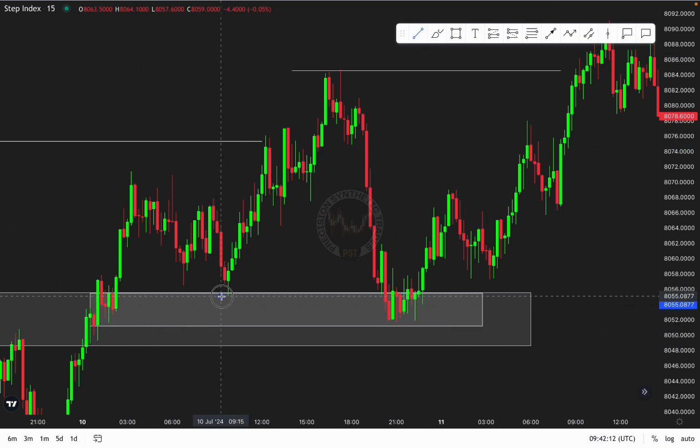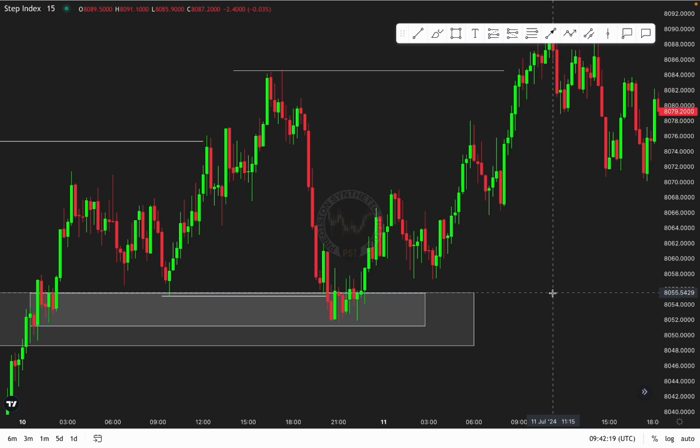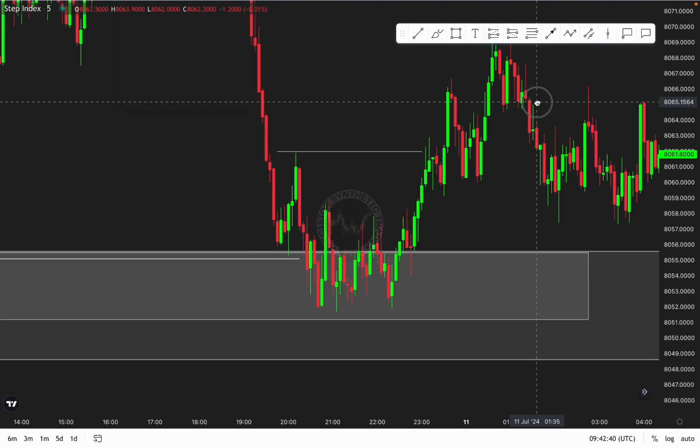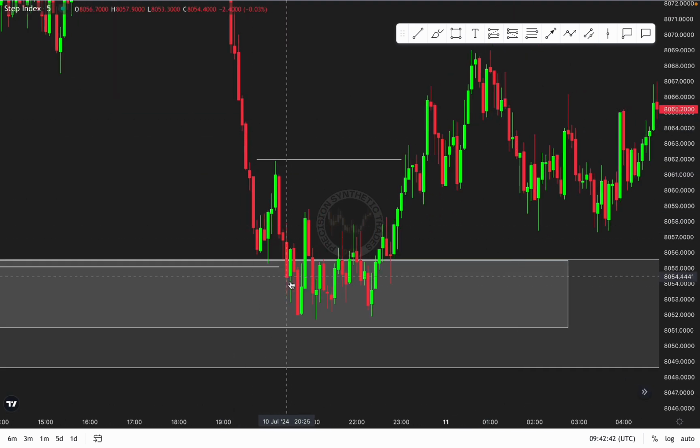Liquidity was resting down here. Did price take out liquidity? Yes. Where was the last high that was created on the lower time frame that took this liquidity? It was this high here. Let me just go down to the lower time frame so that you can see it a little bit more clearer. So as you can see, liquidity has been taken out.